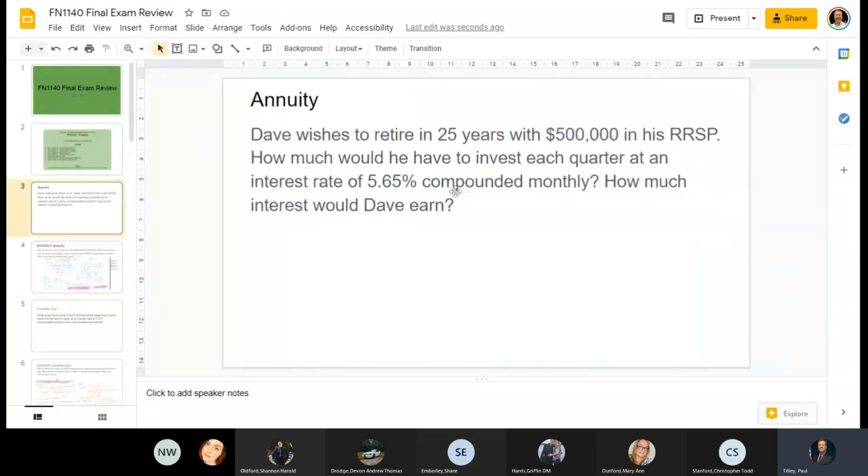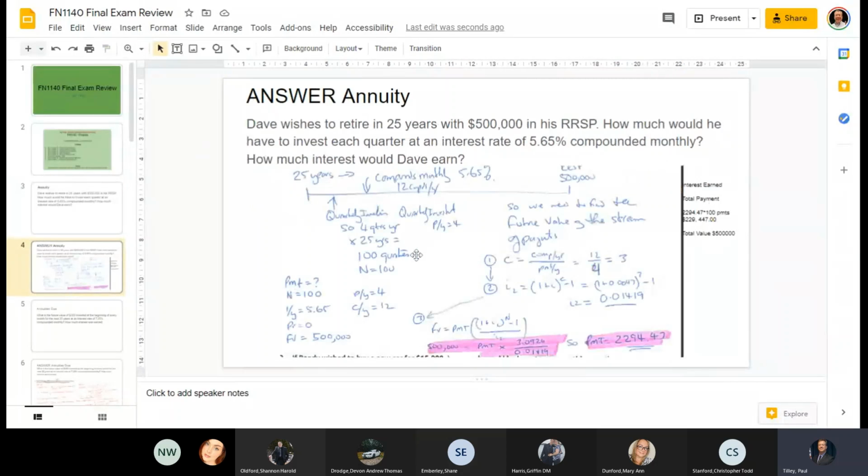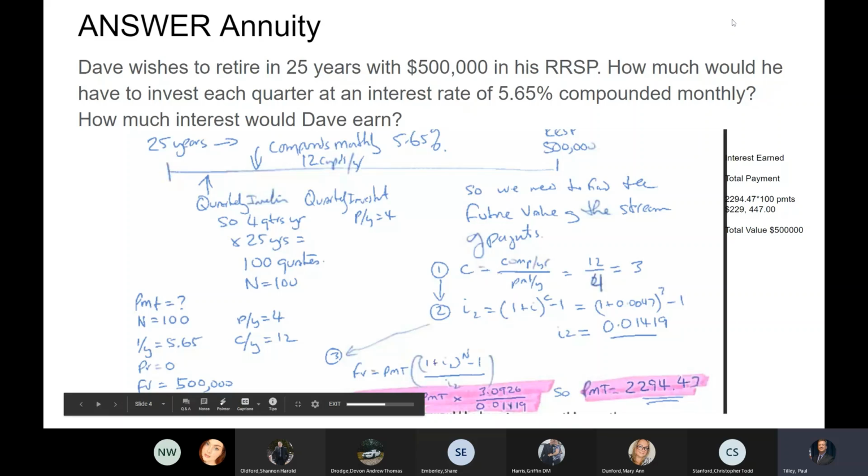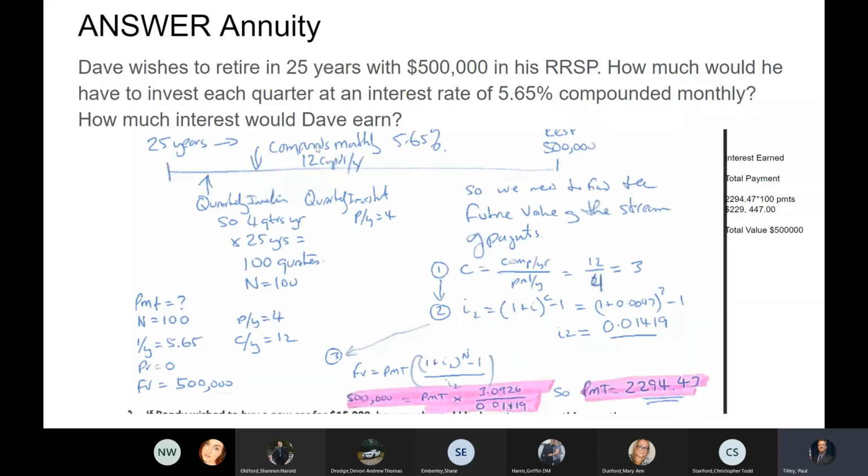Okay, any questions on that particular type of question? That one's a pretty standard annuity, and there will be one of these on the test. The critical thing that you need to be able to define in the test, besides doing this calculation, is to say, is this an ordinary general or ordinary simple? If the payments and the compounds are different, then you have to calculate this value of C and I2. That's the annuity one.